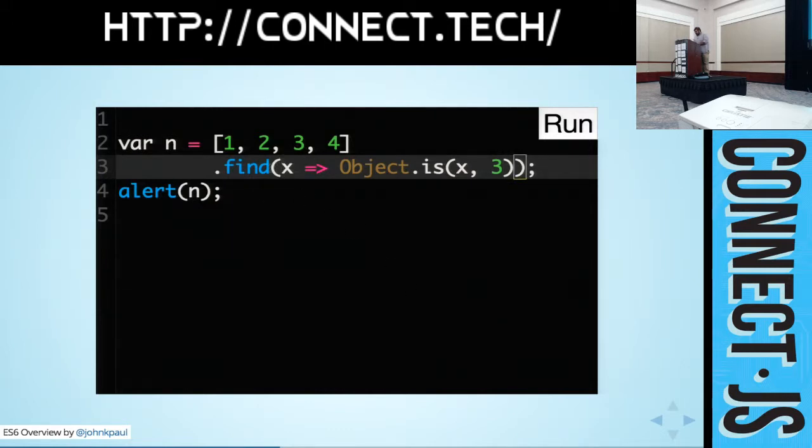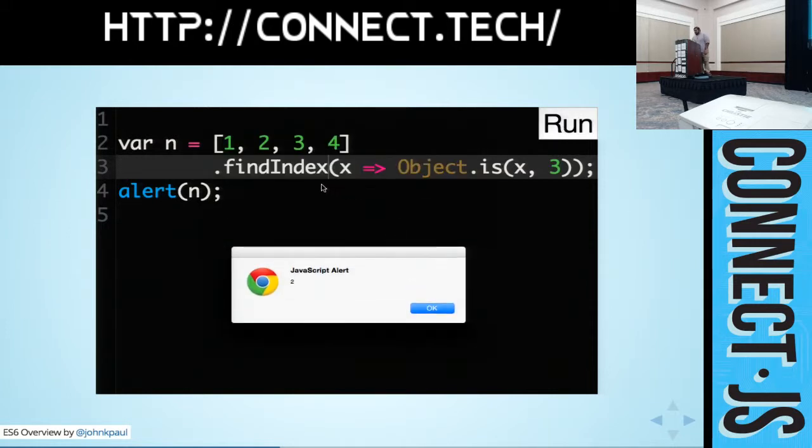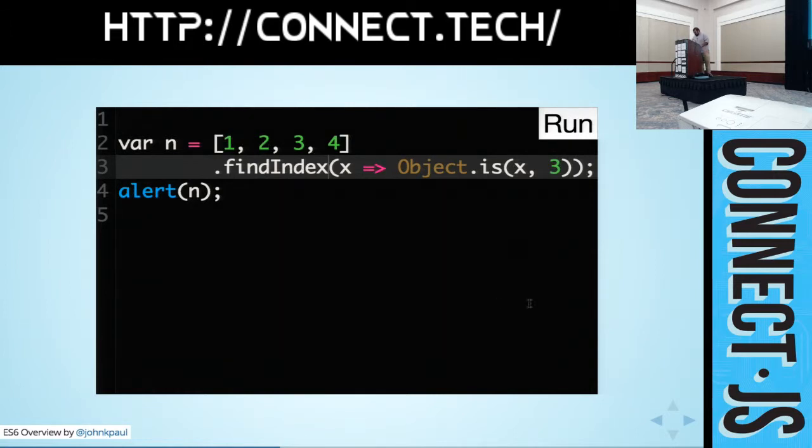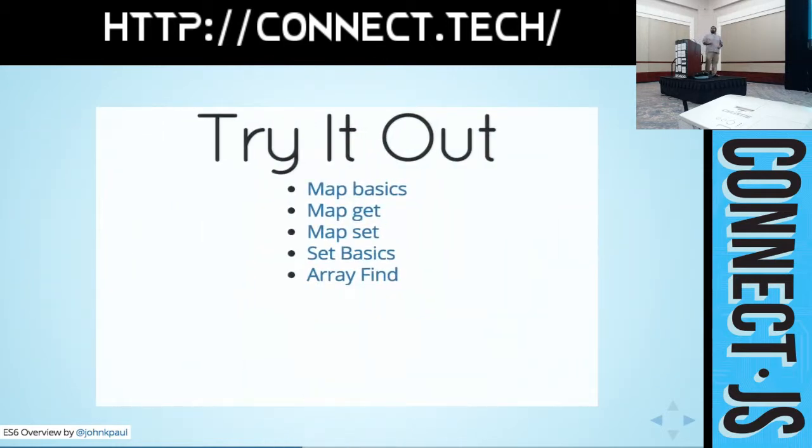Similarly, there is a new function called findIndex, which is similar to indexOf, except actually makes a little bit more sense in English, where you can find that the object that passes this predicate is at index 2: 0, 1, 2. So, I have some examples here, in case you want to.